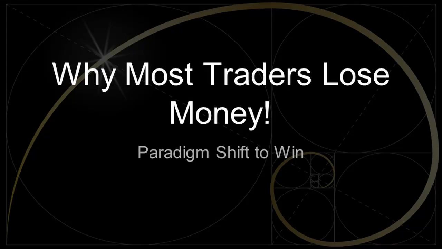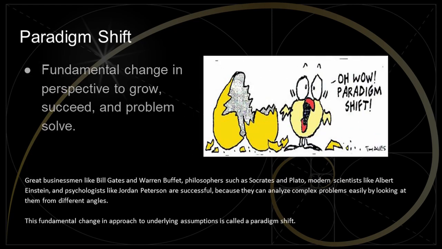Let's take a look at why most traders lose money and why you have to have a paradigm shift to win. Great businessmen like Bill Gates and Warren Buffett, philosophers such as Socrates and Plato, modern scientists like Albert Einstein, and even psychologists like Jordan Peterson are successful because they can analyze complex problems very easily by looking at them from different angles. A fundamental change in approach to underlying assumptions is called a paradigm shift.